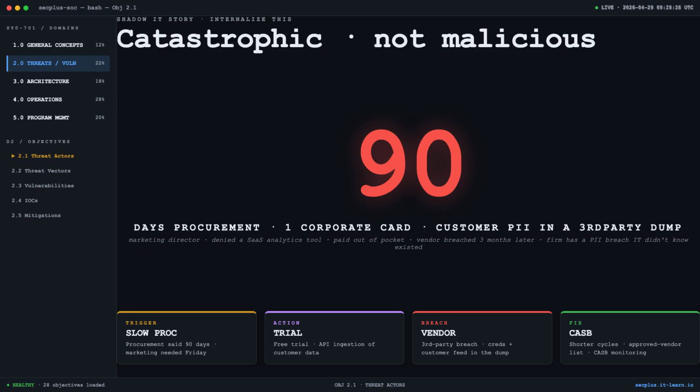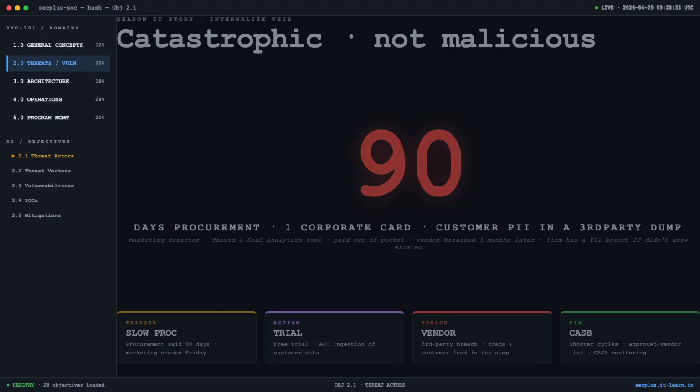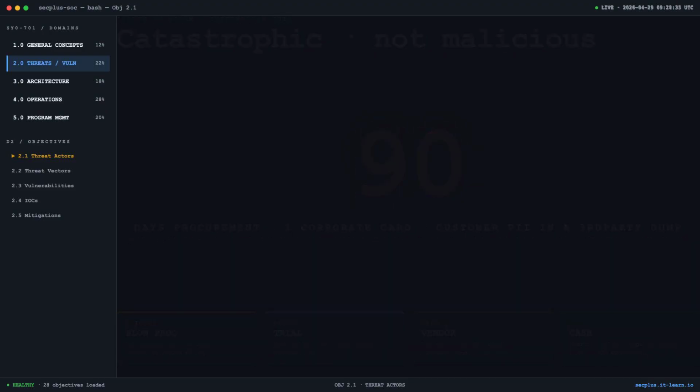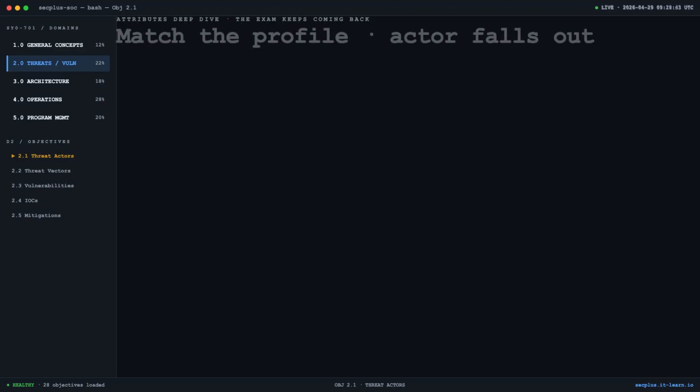Quick word on attributes again, because the exam keeps coming back to them. Internal versus external matters, because the controls that catch externals, the perimeter firewall, the VPN gateway, the email filter, almost never trigger on insiders. An external attacker has to make noise getting in. An insider already has the keys.